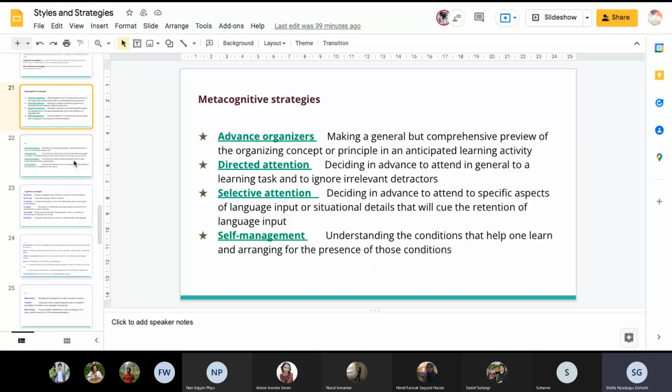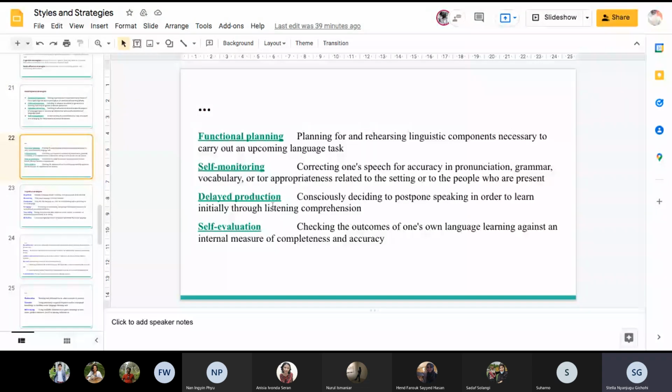Still a continuation of such metacognitive strategies, we have the functional ones. These plan and even rehearse. Then you have self-monitoring. These correct one's speech for accuracy. So here these are the learners themselves. They look at their pronunciation, their grammar, how they are, and even those of the people they are learning with, or other people who are present. And then you have delayed production. These consciously decide to postpone speaking in order to learn initially through listening comprehension.